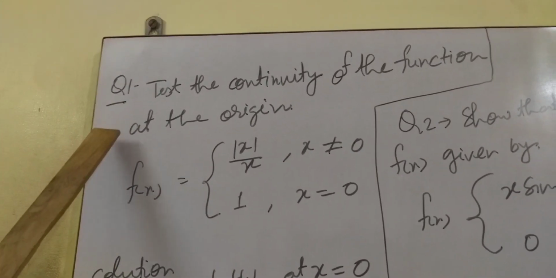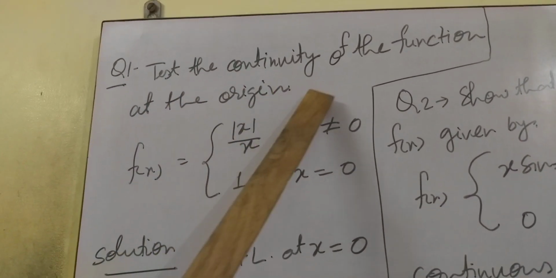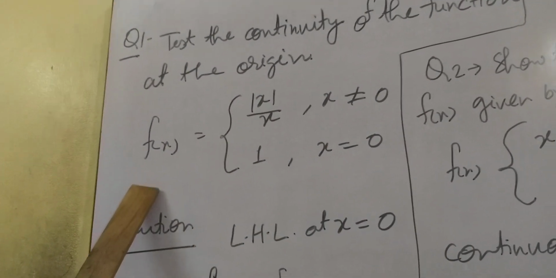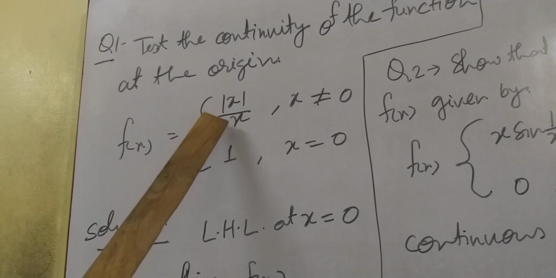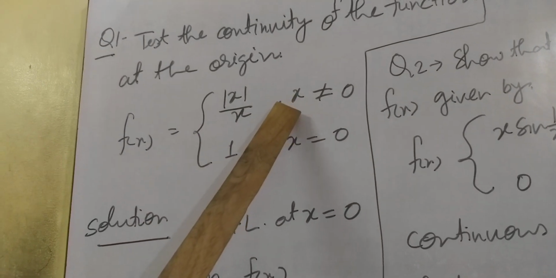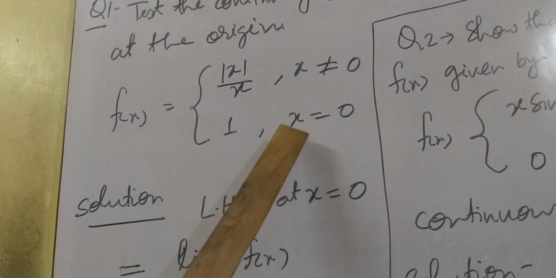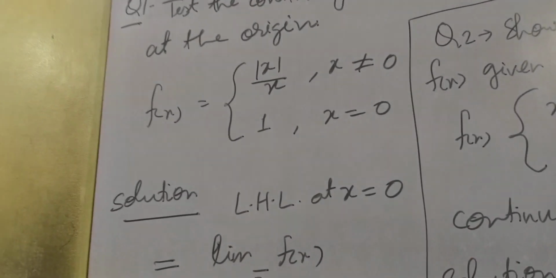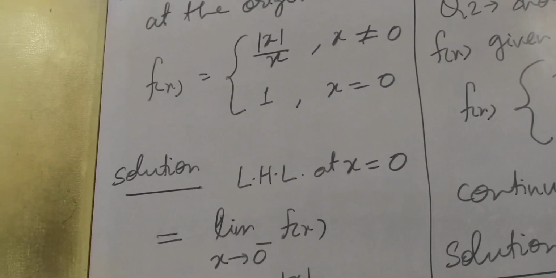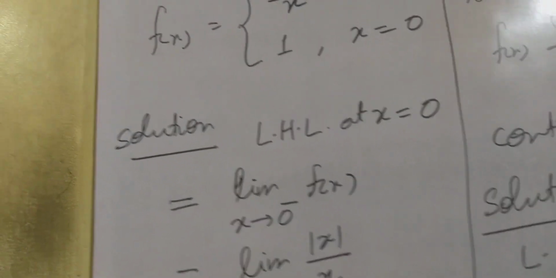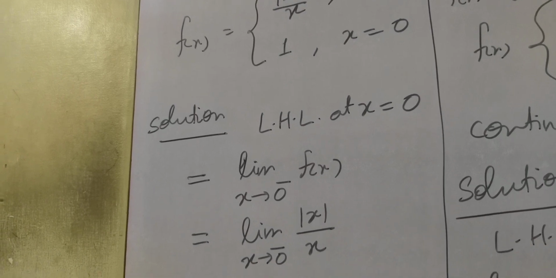So, question number one, test the continuity of the function at the origin. f(x) equals mod x upon x when x is not equal to 0, and f(x) equals 1 at x equal to 0. So students, as you solved some questions in class 11, by the same method we are going to solve here.